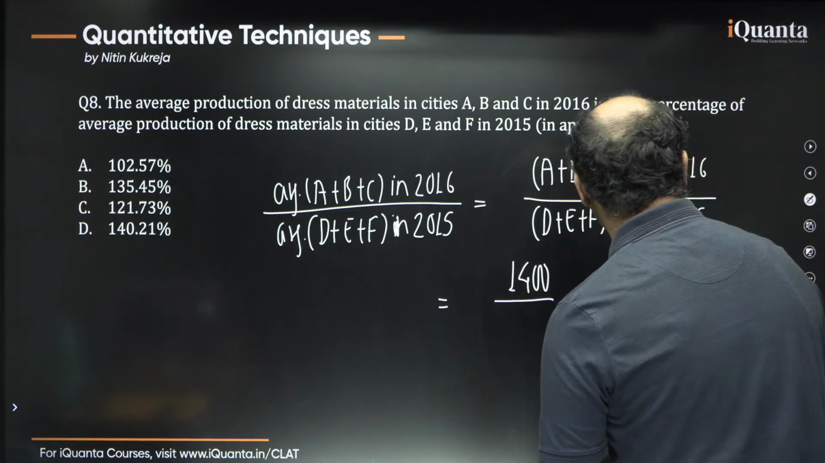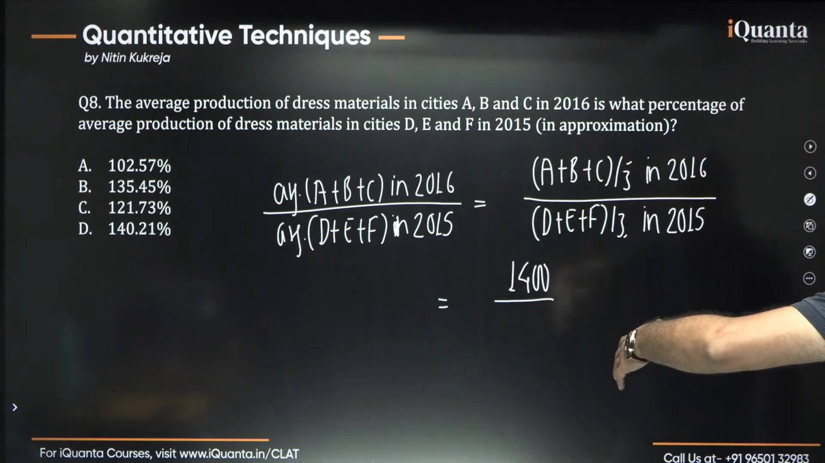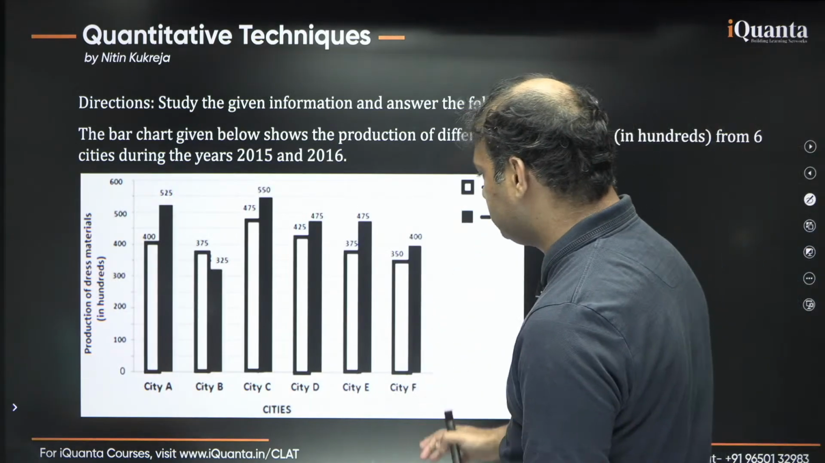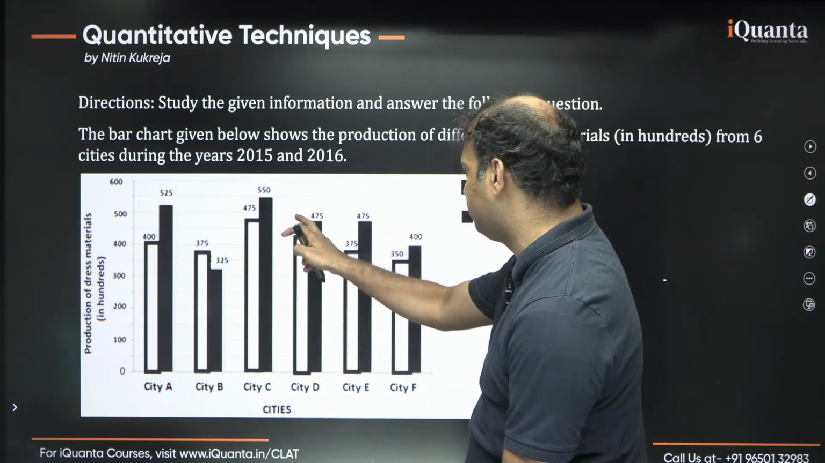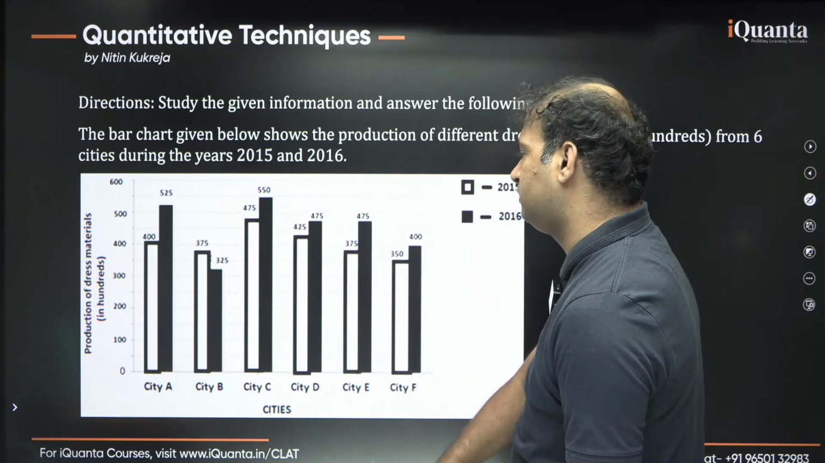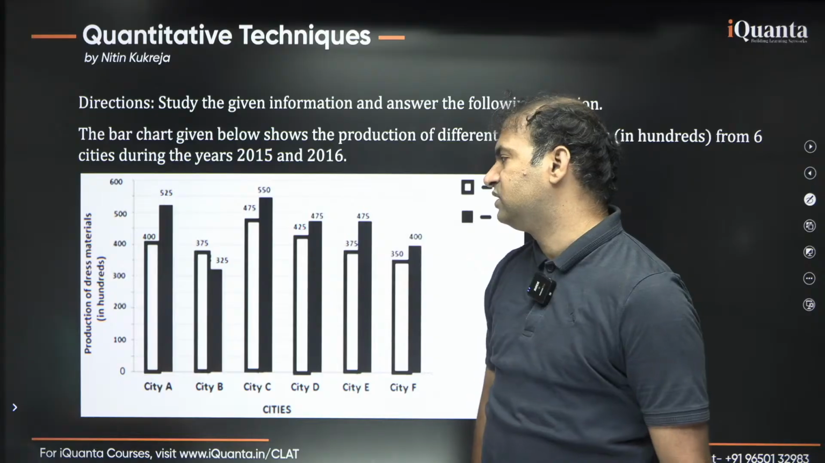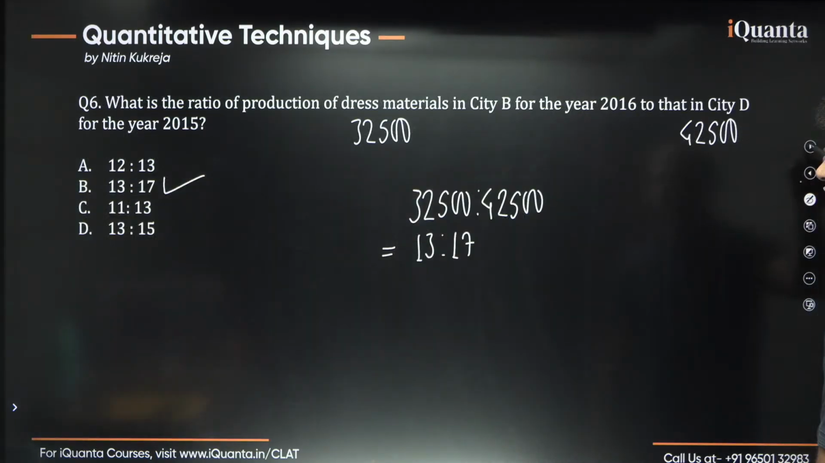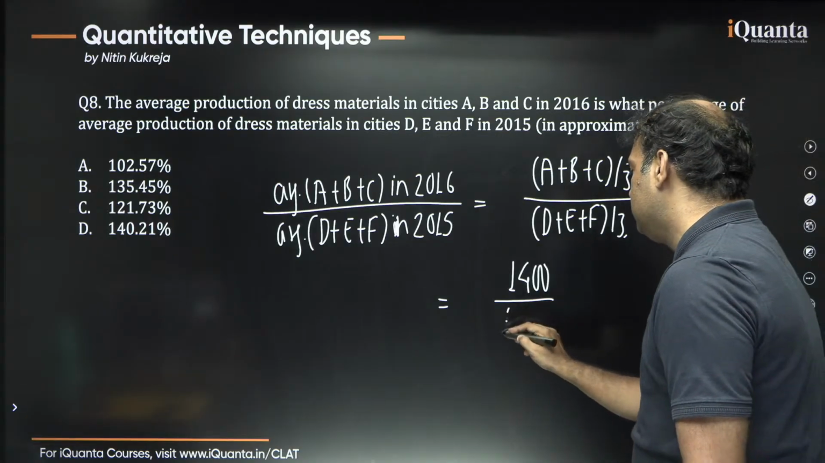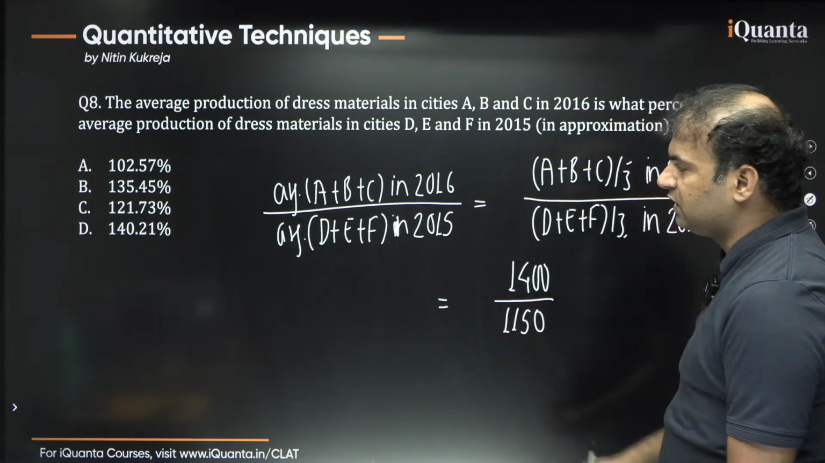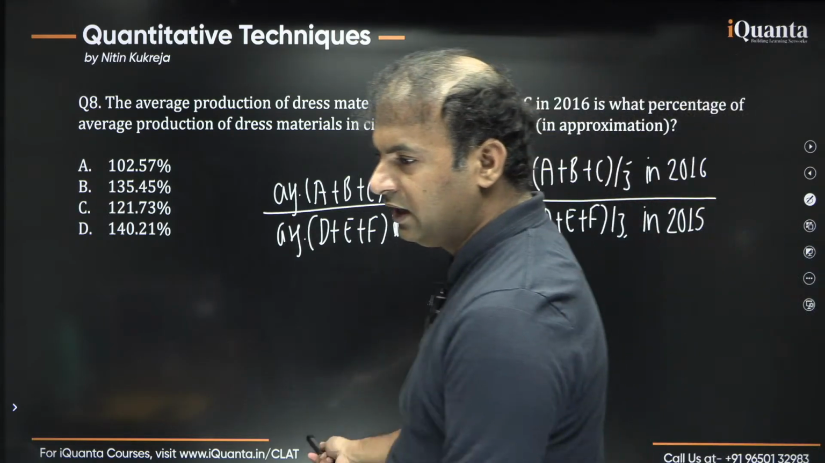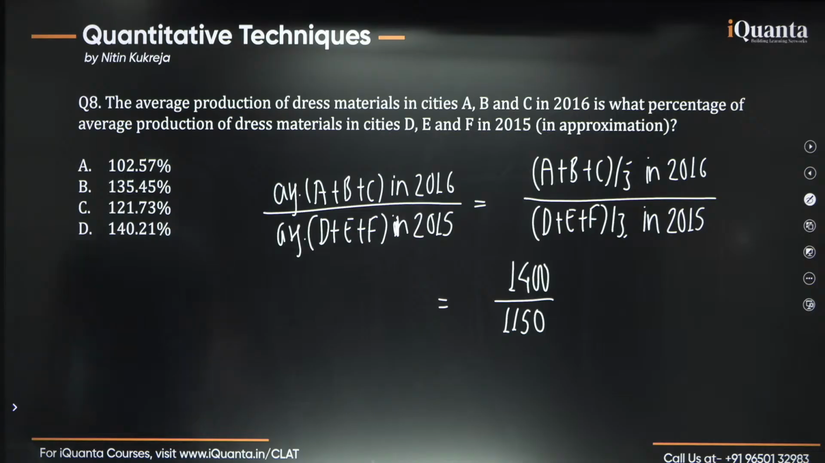Coming to the denominator part, the sum of DEF in 2015. DEF in 2015 means white color. So 425, 375, 350. 425 plus 375 is 800. 800 plus 350 is 1150. So let's put it here, 1150. In the end, guys, we just have to find out that 1400 is what percentage of 1150. That's the last question left.